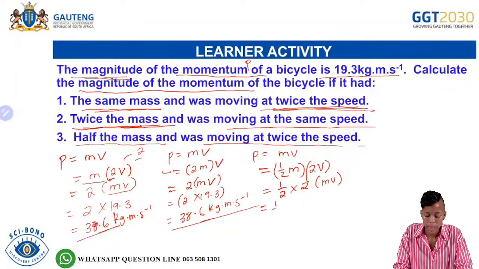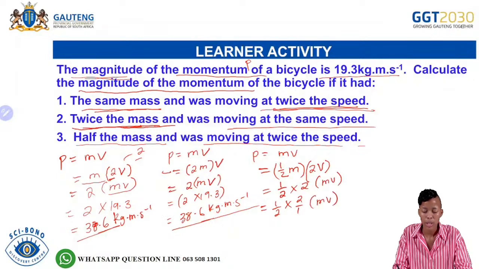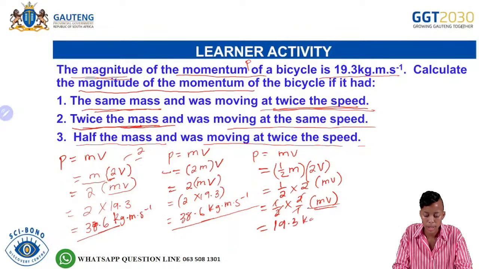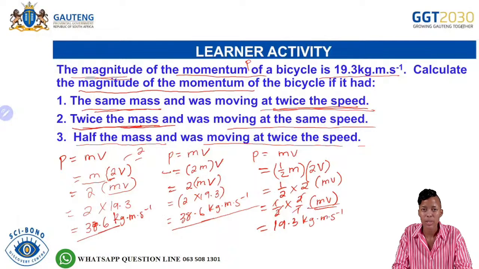So mathematically then we'll say half multiplied by 2 over 1 and then multiply by the mv, which is your momentum. So again, the 1 and the 1 will cancel each other out. The 2 and the 2 will cancel each other out. What are you going to be left with? You are left with the mv, which is your momentum. And the value of the momentum will therefore be 19.3 kilograms meters per second. So it means that in this case, the momentum will therefore not change.